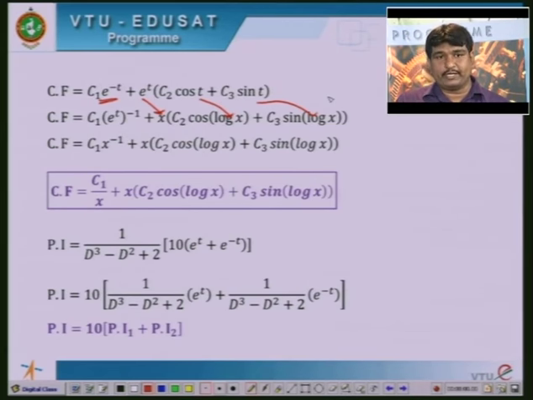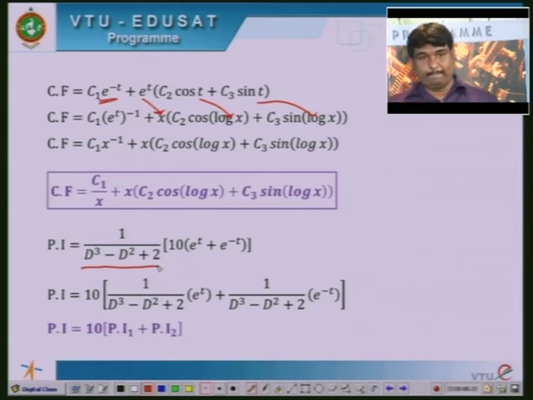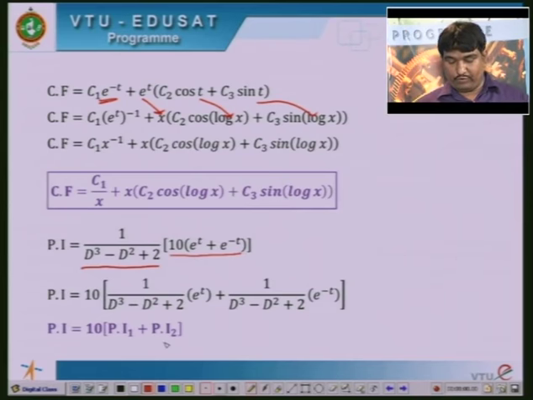Now particular integral. I have taken the operator 1 by D cube minus D square plus 2 as it is, where D is an operator with respect to independent variable t. This is the right hand side, 10 into e to the power of t plus e to the power of minus t. You operate it on both the terms, taking 10 outside. So I will get PI1 and PI2. We have to compute these two.